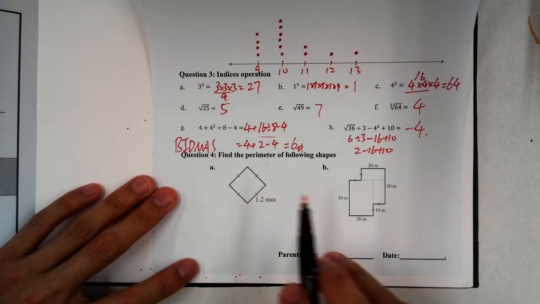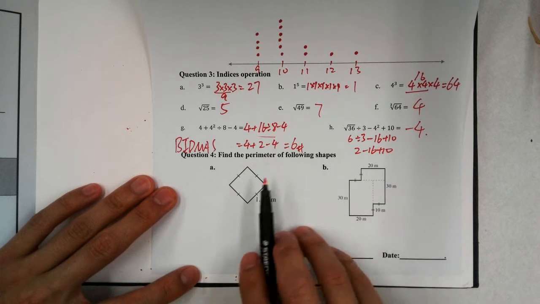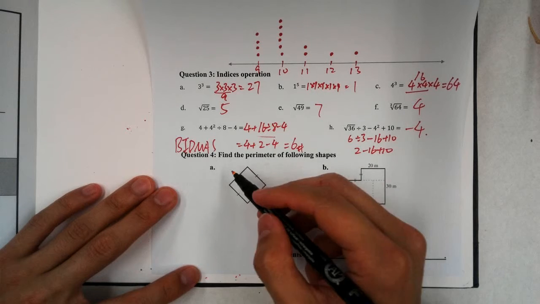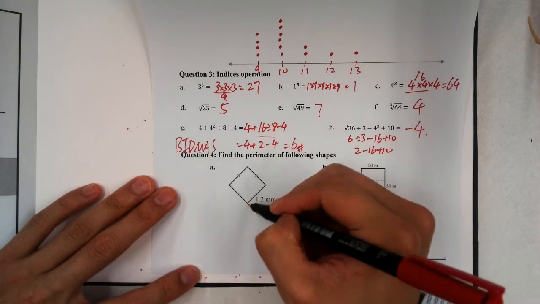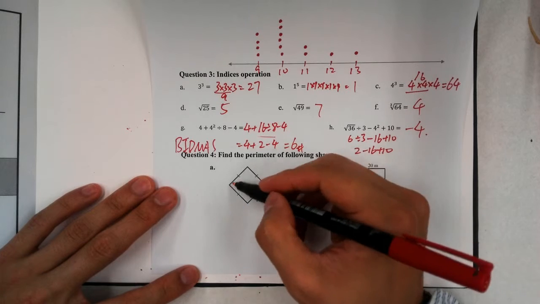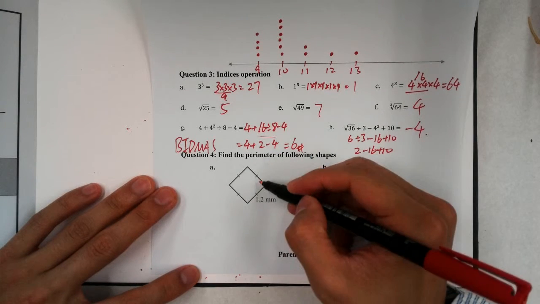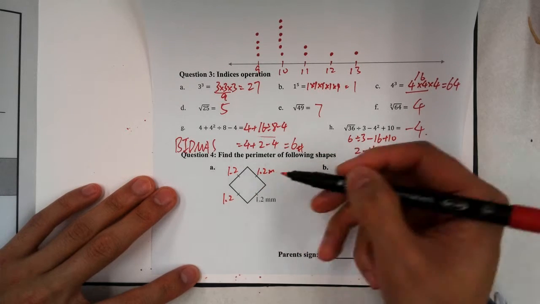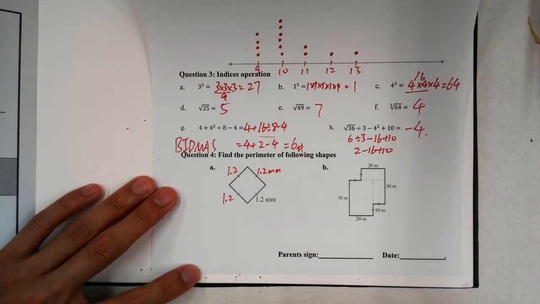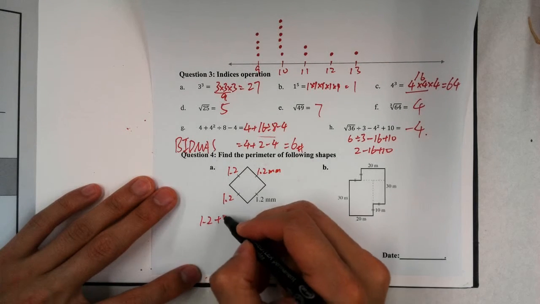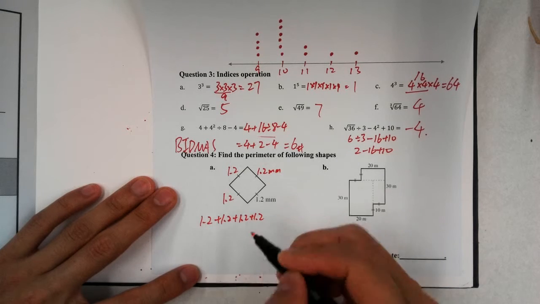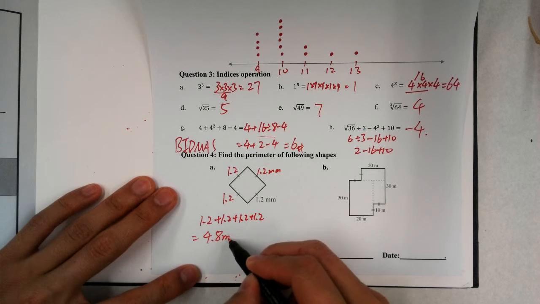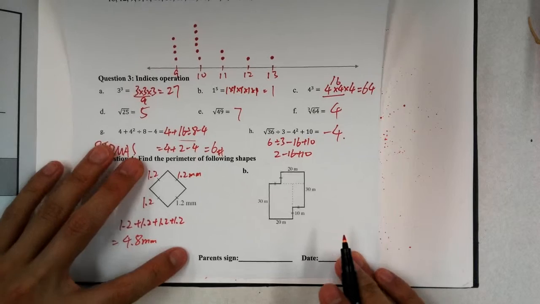Okay, question 4. Find the perimeter of the following shapes. Perimeter is the distance around the shape. So we have this side is 1.2 millimeters, but we don't have the other sides. But we know that if they have the same mark here, it means they represent the same length, so each of these represents 1.2 millimeters. Therefore, we need to just add 4 of them together. Then we will have 4.8 millimeters.